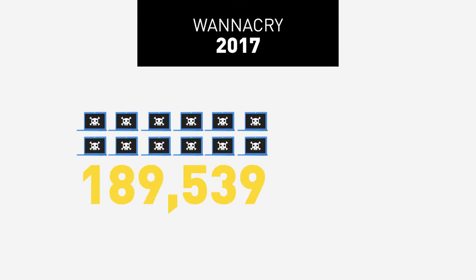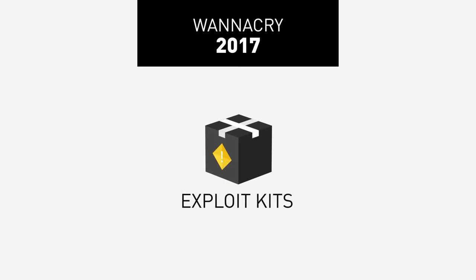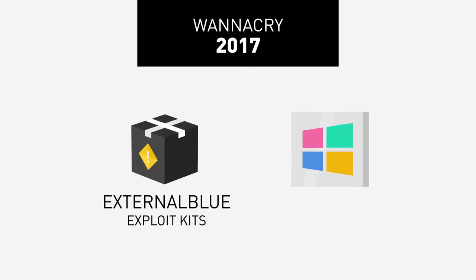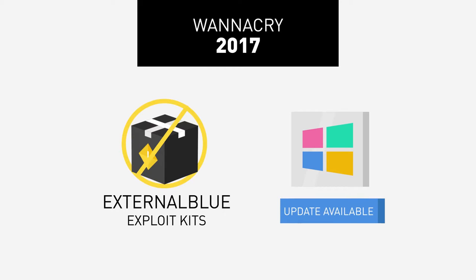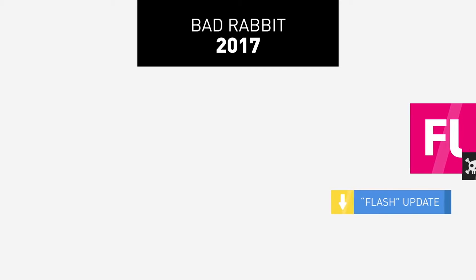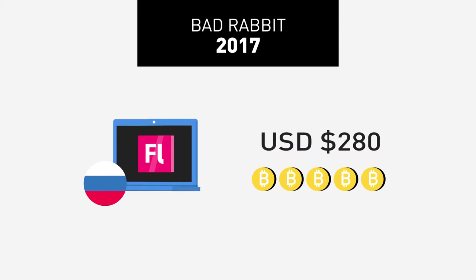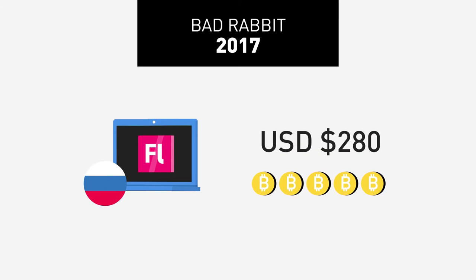WannaCry 2017, a worldwide cyber attack that infected over 300,000 computers in 4 days. WannaCry propagated through an exploit known as EternalBlue and targeted Microsoft Windows operating systems. The attack was stopped due to emergency patches released by Microsoft. Bad Rabbit 2017, a ransomware that was spread as a fake Adobe Flash update that was downloaded from compromised websites. Most infected computers were located in Russia, and the infection was dependent on manual installation of an executable file. The price for decryption was roughly $280 at the time.